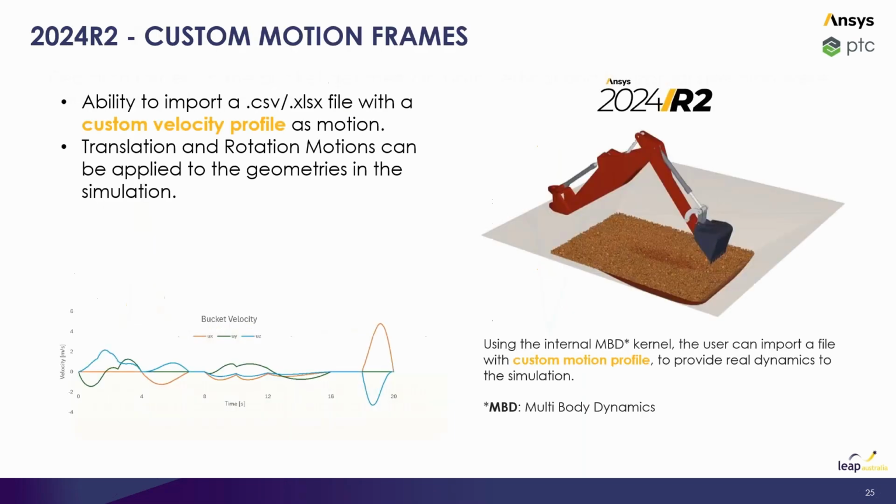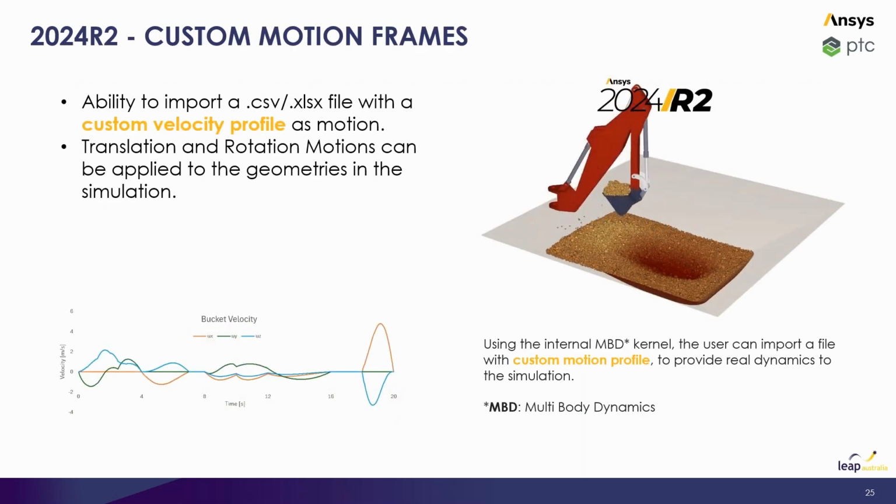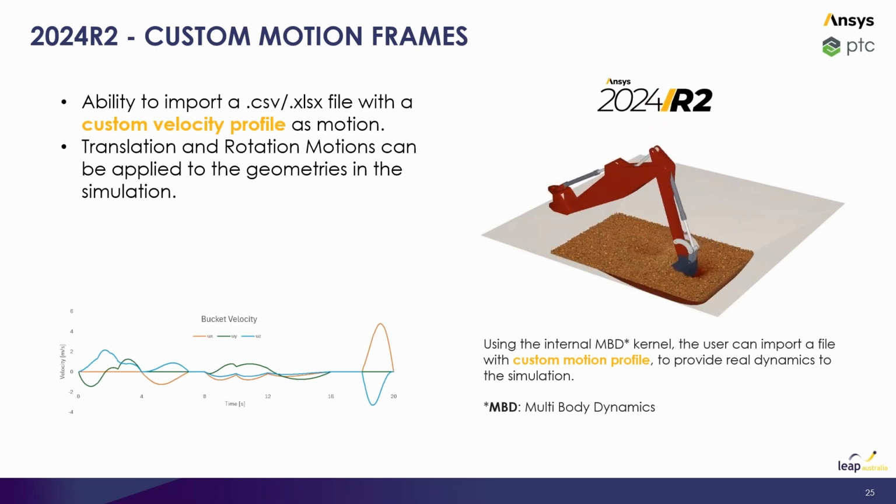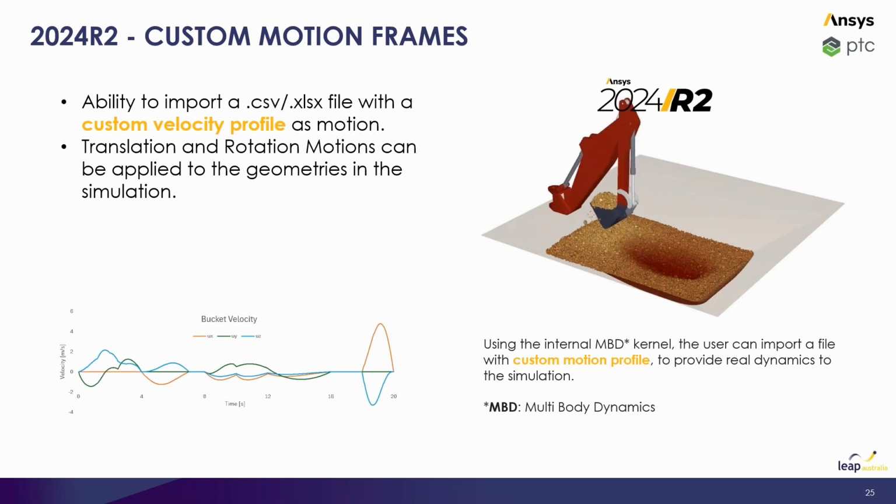Now, I thought it might be worthwhile to note that as an upcoming feature release in 24 R2, the ability to prescribe custom motion frames, which are defined by CSV and Excel files, will be added, and will be available for users to essentially describe a custom motion profile. So this one's coming up in the next release.